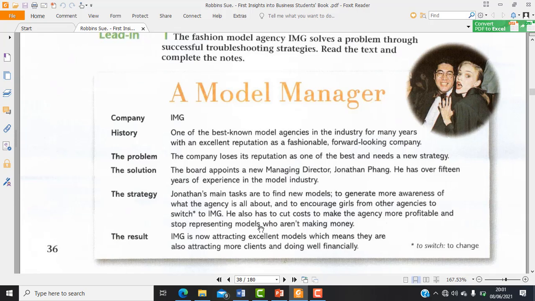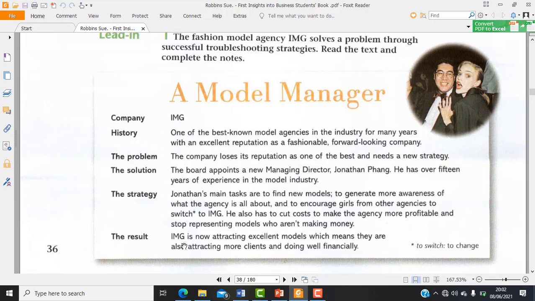Jadi si Jonathan itu untuk menyelesaikan permasalahannya, maka dia merumuskan berbagai strategi baru. Yang pertama, dia harus menemukan model-model yang baru. Dan dia harus juga menghasilkan kesadaran bahwa ini loh agensi itu. Dan dia membujuk model-model dari agensi yang lain untuk berpindah ke dalam IMG. Dia juga harus memotong anggaran agar membuat agensi itu lebih menguntungkan dan berhenti mewakili model-model yang tidak menghasilkan uang. Okay? Ini strateginya to overcome the problems. So the result. Nah, setelah menunjukkan ini dan menjalankan strategi ini, maka ada resultnya, guys.